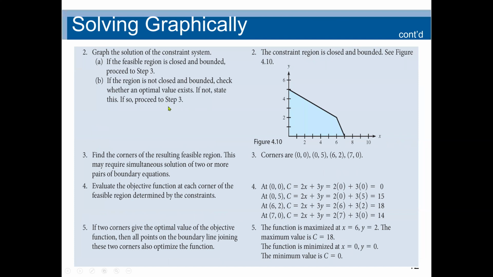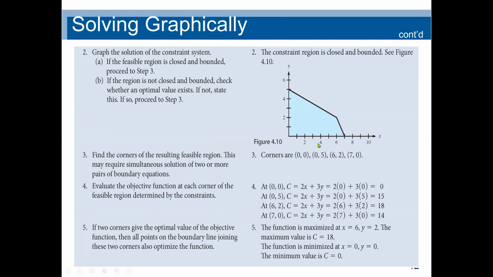The second step, now we are going to graph the solution of the constraint system. If the feasible region is closed and bounded, then we proceed to step 3. But if the region is not closed and bounded, then we have to check whether an optimal value exists. If not, we state that it doesn't exist, then we proceed to step 3. To graph the solution, we have two straight lines here. The first line is here, and the second line is here. The intersection is right here.